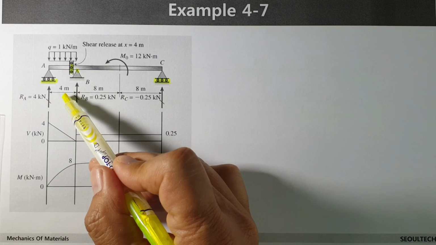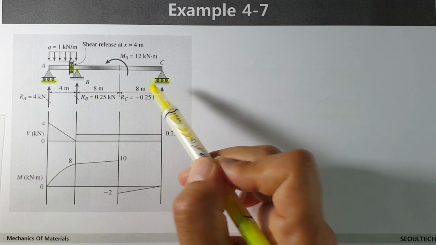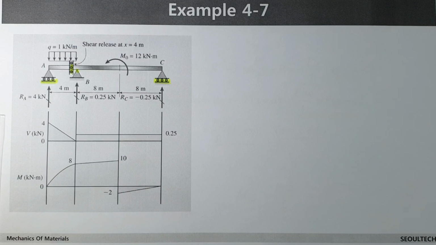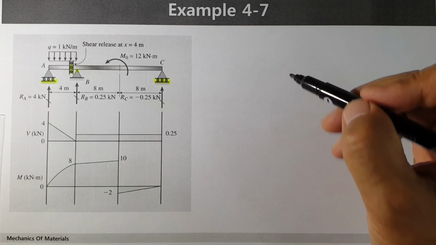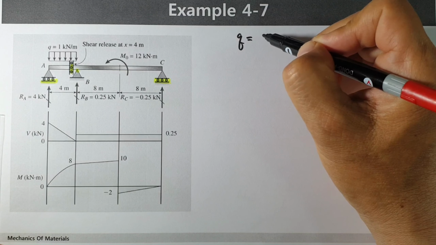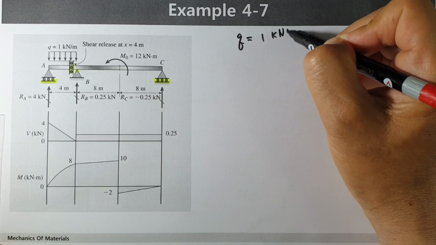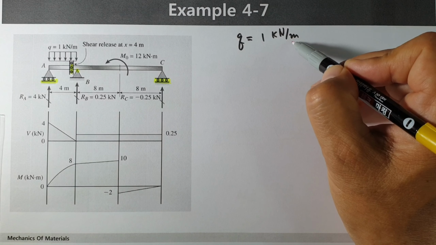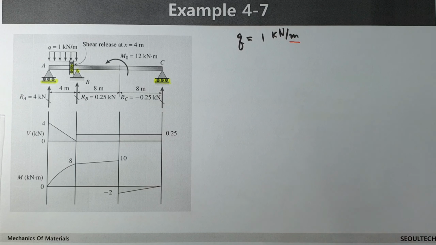The dimension is given as 8 meters, and we have some distributed load here. When you think about the distributed load, Q equals 1 kilonewton per meter. When you consider this kind of distributed force, the force is divided by meter. Okay.